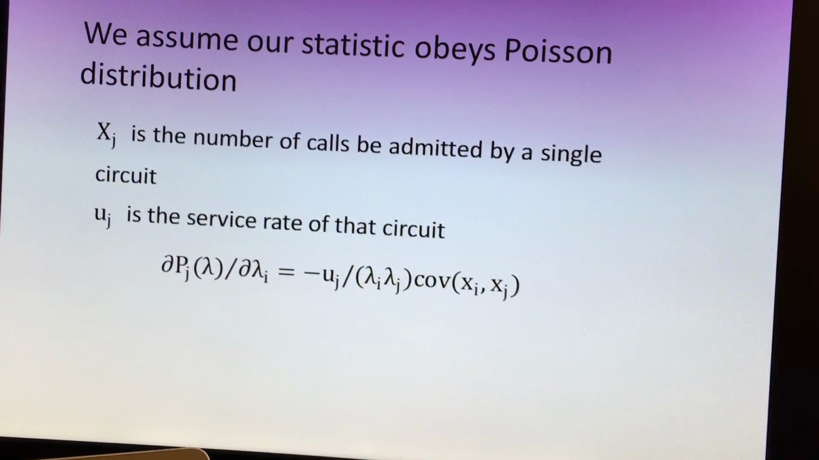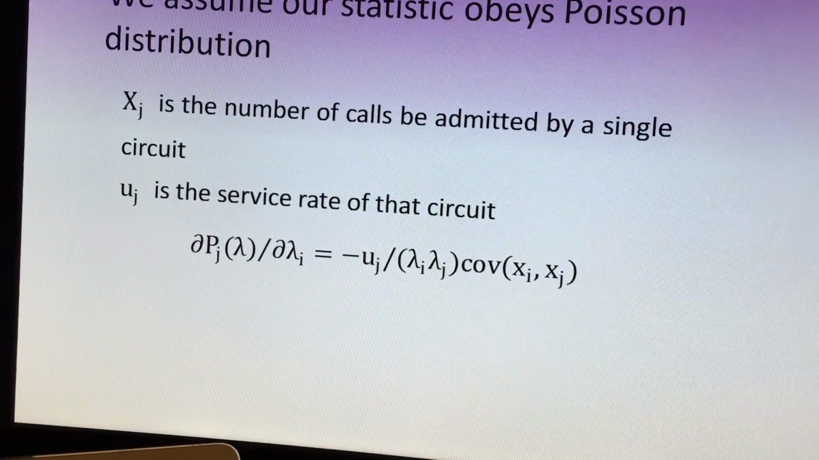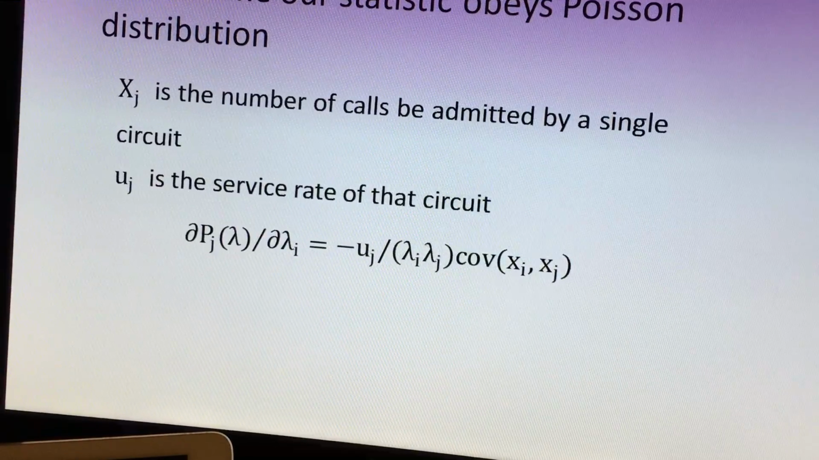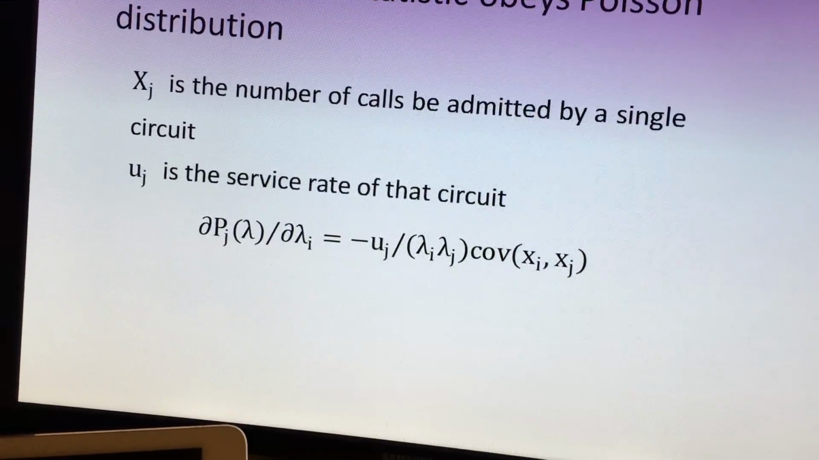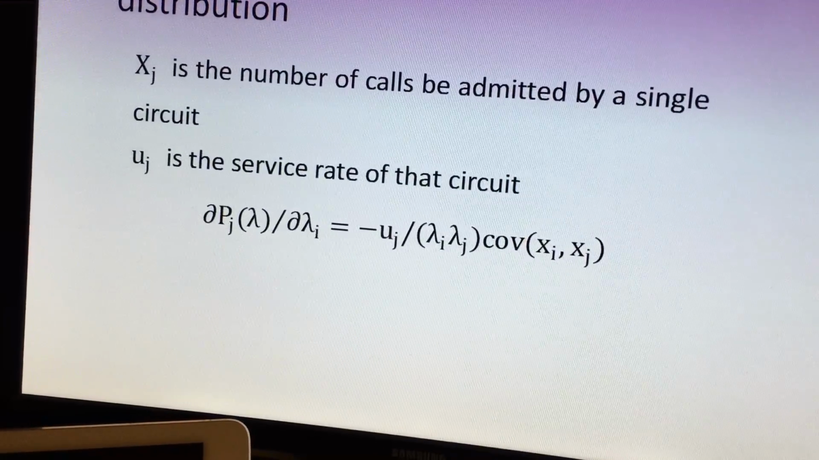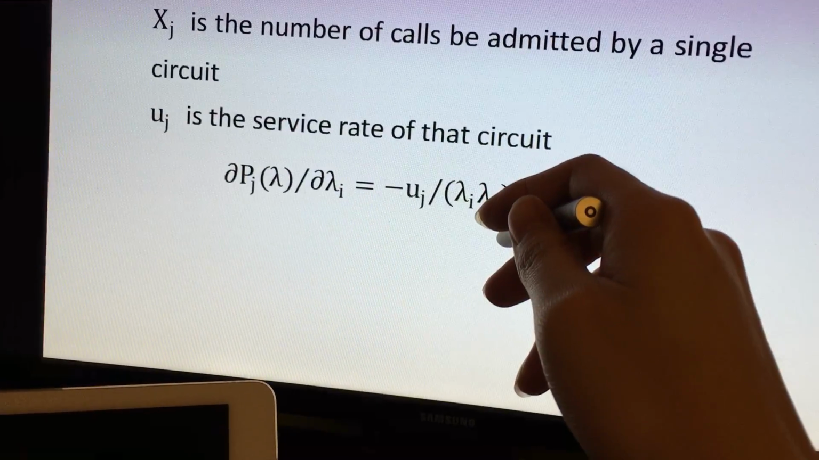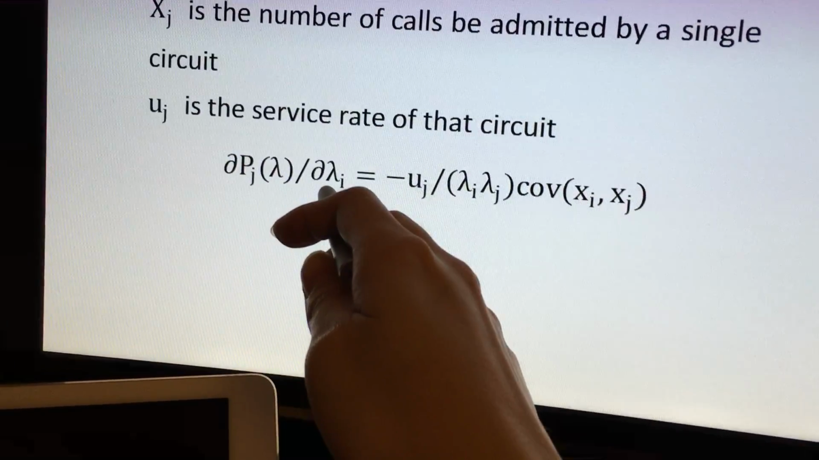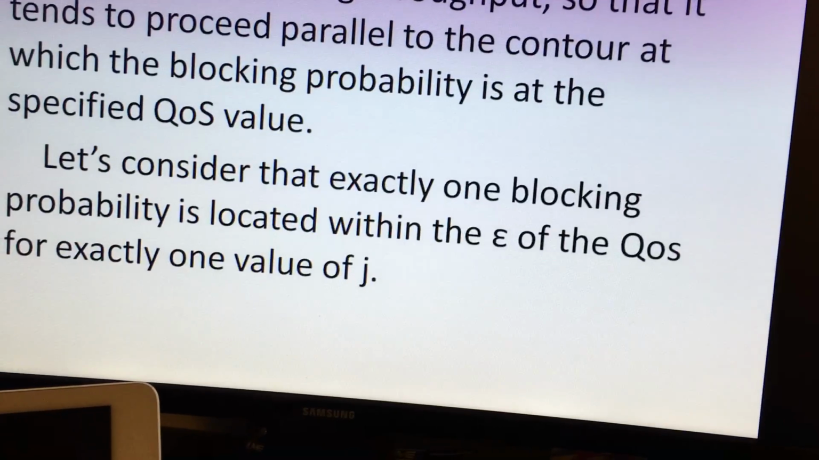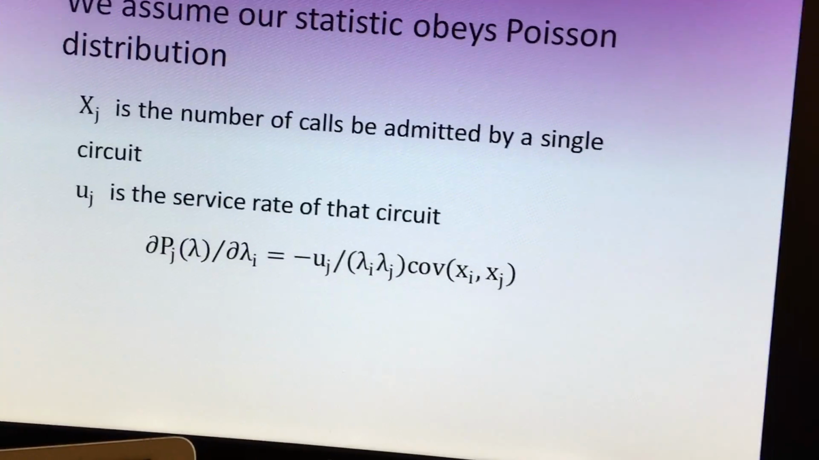And then we assume the statistical Poisson distribution, so the incoming calls at the time follow a Poisson distribution. It's very common in our probability classes, so I think it's a reasonable assumption. And xj is the number of calls that can be admitted by a single circuit. uj is the service rate of that circuit. So we can get the partial pj of lambda, partial lambda i, equals this one. So we can plug this one into our former first order condition equation.